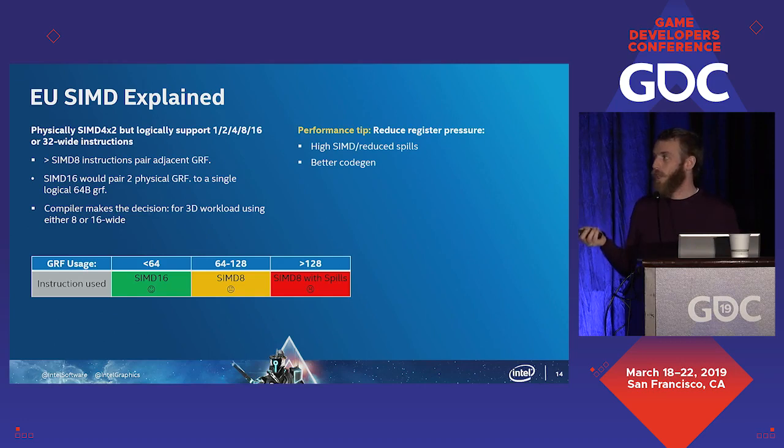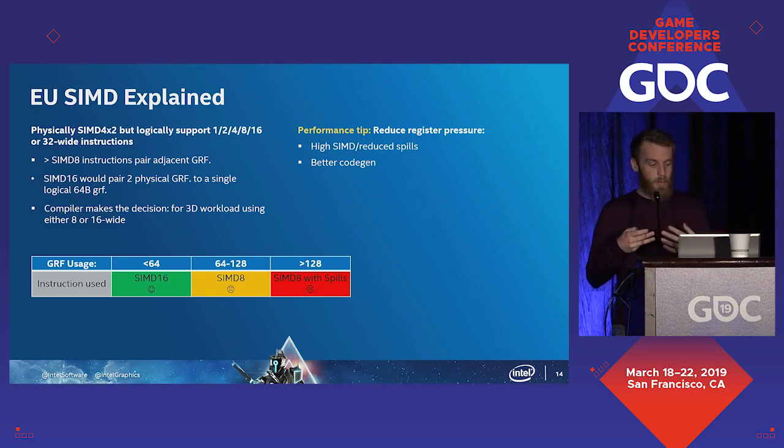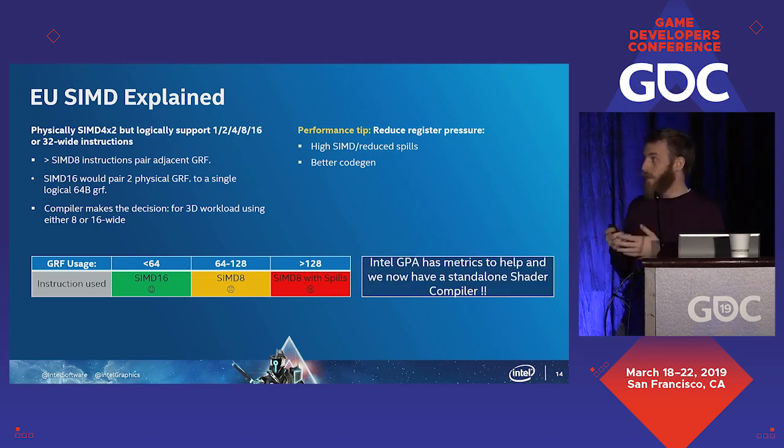As we have 128 GRF, if we're using less than half of them, so less than 64, we are going to be able to pair GRF together and run in SIMD16. If we are using between 64 and 128, we will be running in SIMD8. And if we are using more than 128 GRF, not only are we going to run in SIMD8, but we're also going to spill. We do have GPA that shows some data that allows you to check that kind of thing. And since yesterday, we have a standalone compiler that you can integrate in your toolchain that will allow you to check the ISA and make sure that you run efficiently.